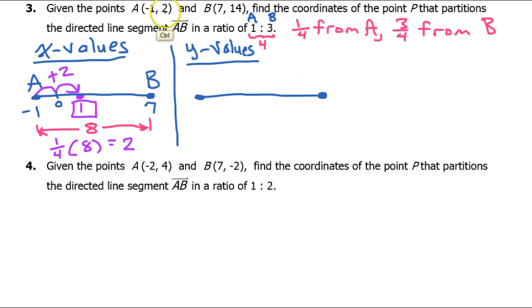Okay, so my lower y value is 2, and that's my a value. My higher y value is 14, and that's my b value. Okay, so again, I need to think about what's the total distance here between 2 and 14, and that's just going to be 12.